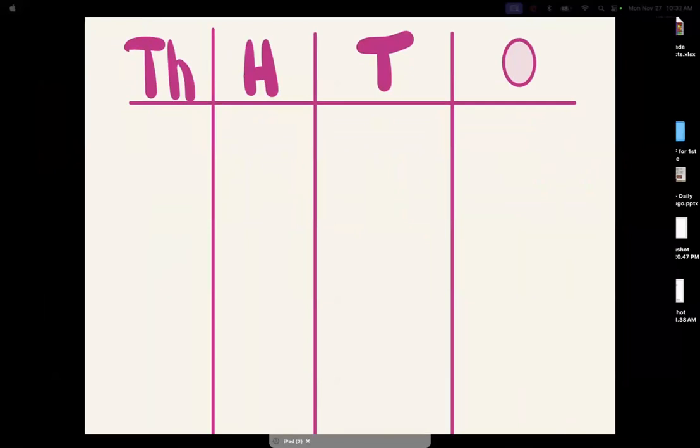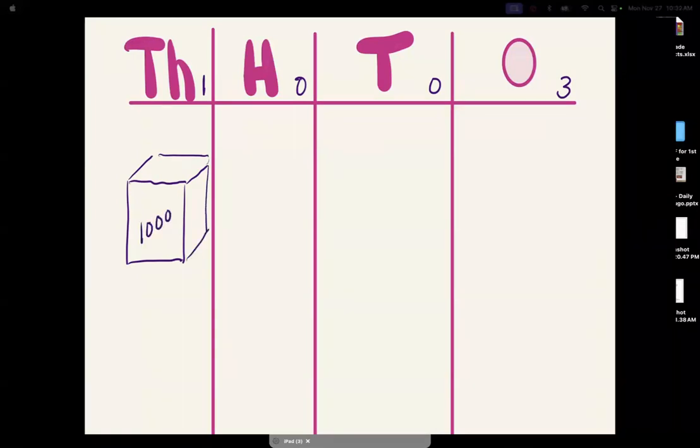1,003. Good job, Athena. So we have 1,000. Remember, it's a cube, so it's going to look different. So this is equal to 1,000.